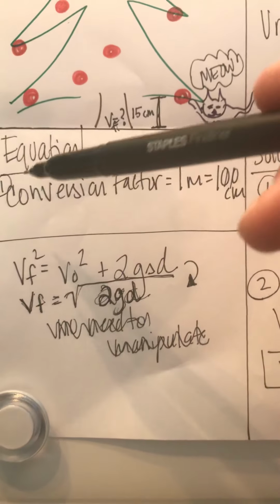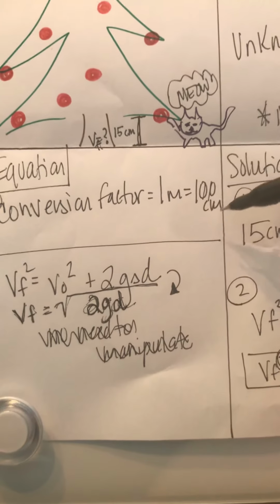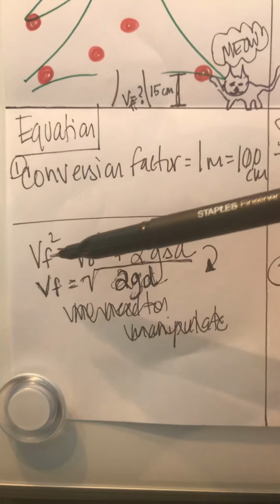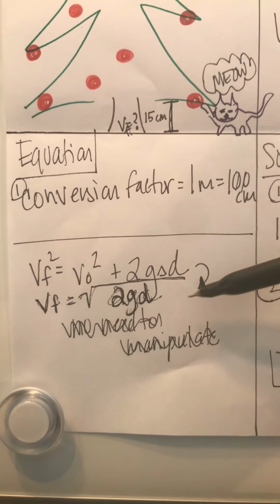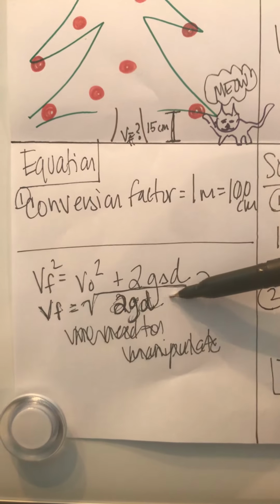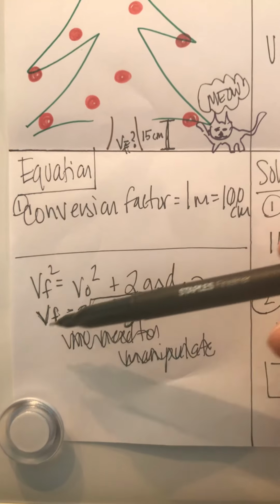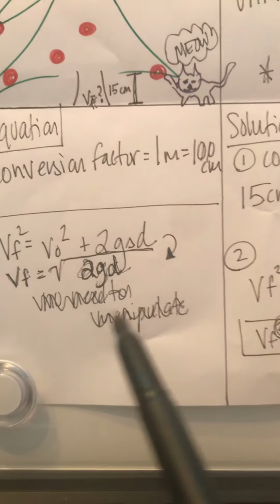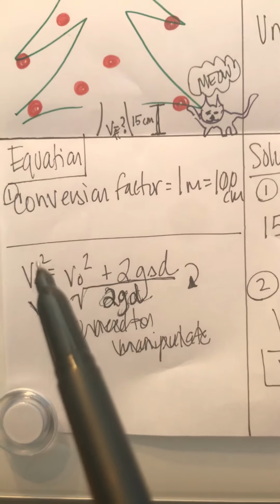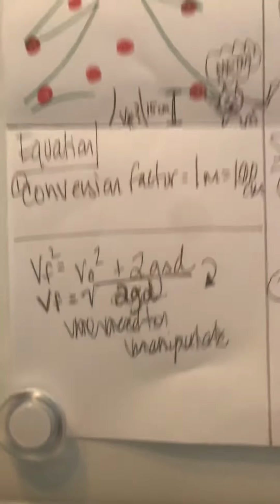So the first part of our equation is to convert using the conversion factor 1 meter equals 100 centimeters. And the second part is to solve for final velocity, which we just use this equation and we turn it into the square root of 2gd, because initial velocity is 0, so we just take it out, and we square root to get both sides the same. Initially, I wrote no need to manipulate, but I forgot we really have to get rid of that square there, so we really should turn it into this problem.